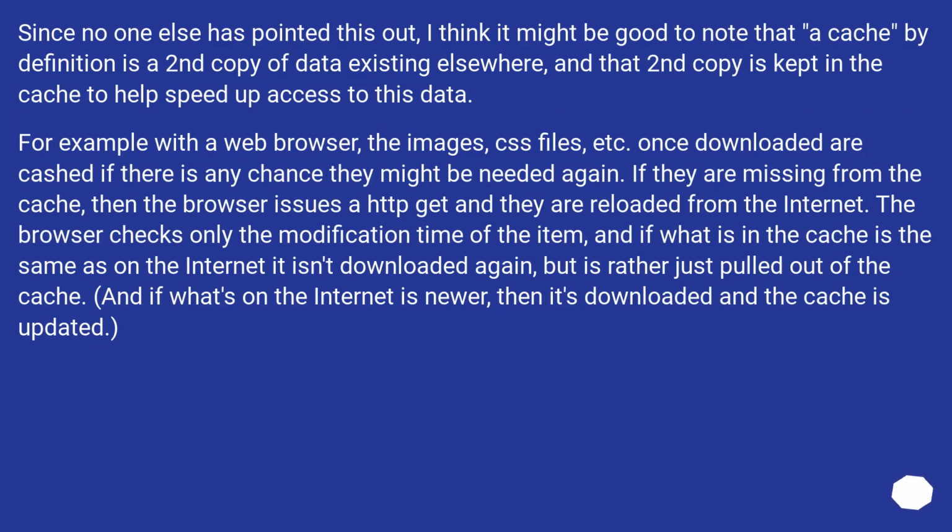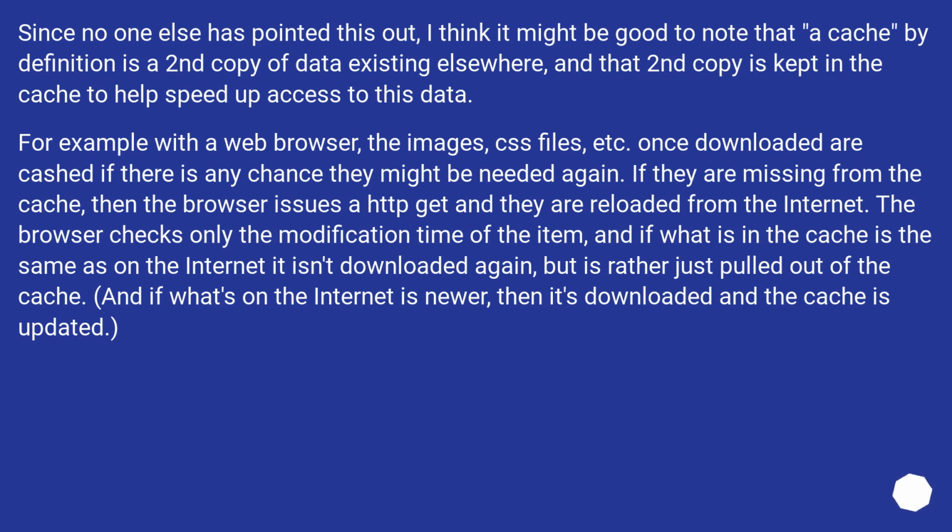Since no one else has pointed this out, I think it might be good to note that a cache by definition is a second copy of data existing elsewhere, and that second copy is kept in the cache to help speed up access to this data. For example, with a web browser, the images, CSS files, etc. once downloaded are cached if there is any chance they might be needed again.